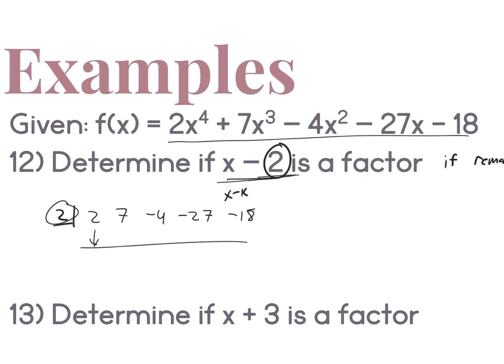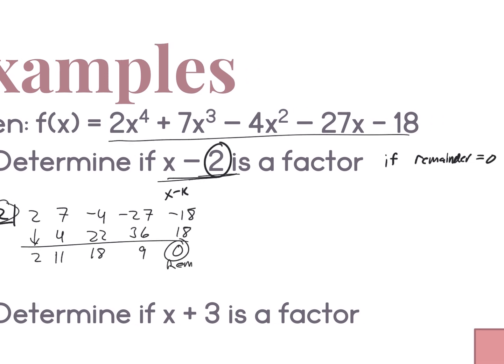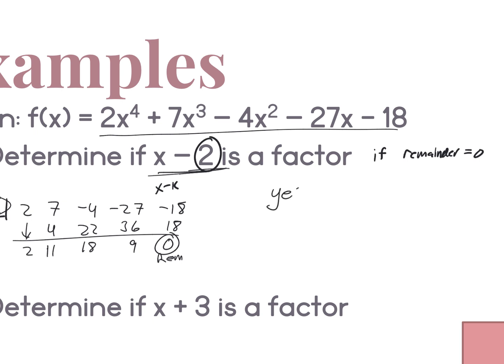I'm going to bring down 2. 2 times 2 is 4. 4 plus 7 is 11. Times 2 is 22. Minus 4 is 18. Times 2 is 36. Minus 27 is 9. And times 2 is 18. And -18 plus 18 is 0. Right? So we get a remainder of 0, right? And if our remainder is 0, then I would say yes, x minus 2 is a factor.